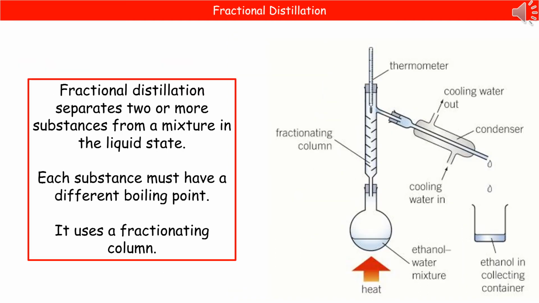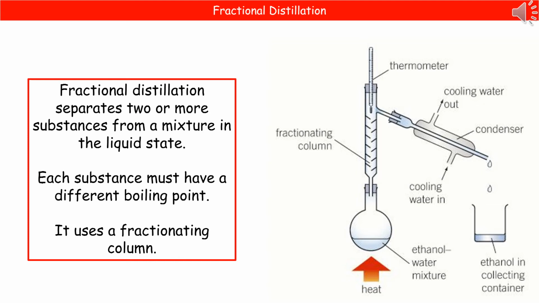The fourth separating technique is fractional distillation. So this is used to separate two or more substances from a mixture in the liquid state, so something like ethanol and water. The key thing about this is that each substance must have a different boiling point, and we use a bit of equipment called a fractionating column.